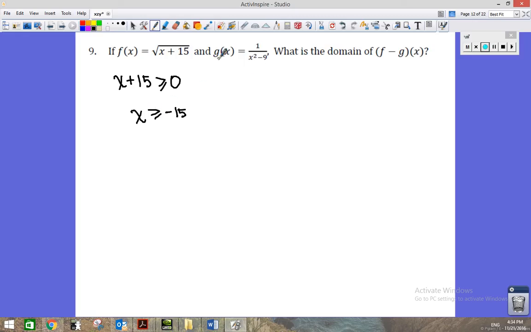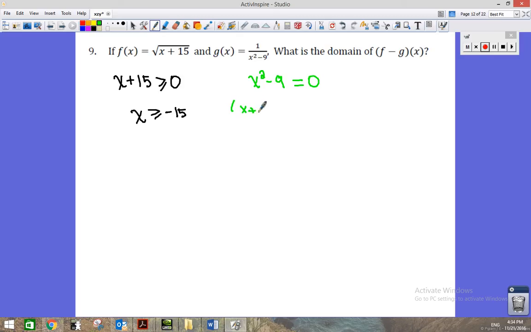Now, in the second function, I don't have any radicals to worry about, so I don't have to worry about taking the square root of a negative number. But I do have to worry about division by 0. I do see a variable in a denominator. So this x squared minus 9, I'm concerned, is there any value of x that would ever be a solution to this equation if I set it equal to 0? So yeah, there's two solutions to this equation actually.